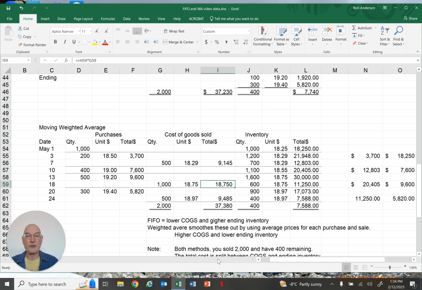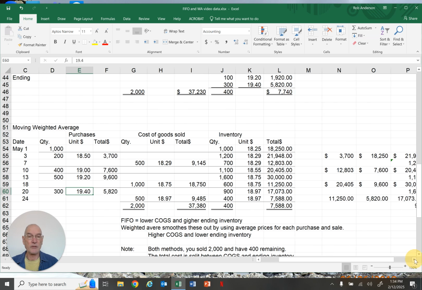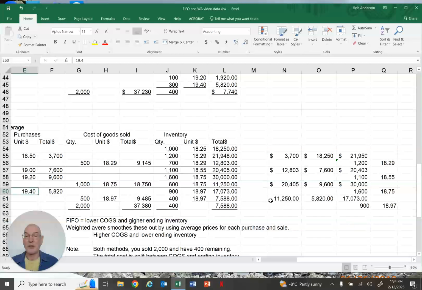Okay, 2 things left. We're going to buy some on May 20, and we're paying $19.40 for those. So here's what we have. We have this right here. This is our 600 units at $18.75 is $11,250. So there's our $11,250.